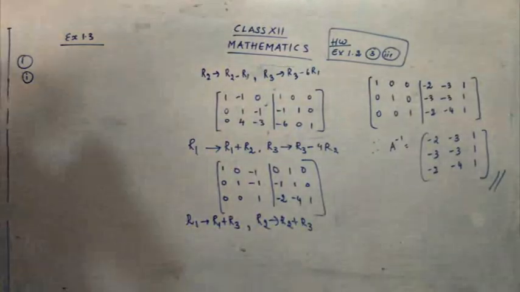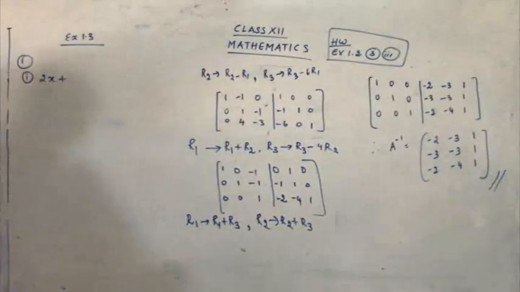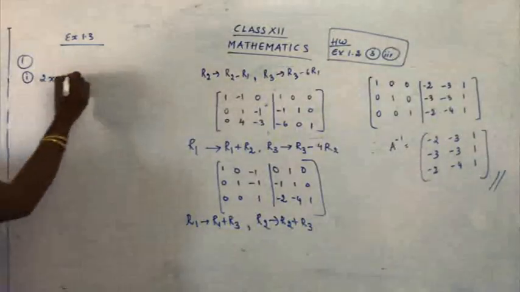So write down the question. 2x plus 5y is equal to minus 2.